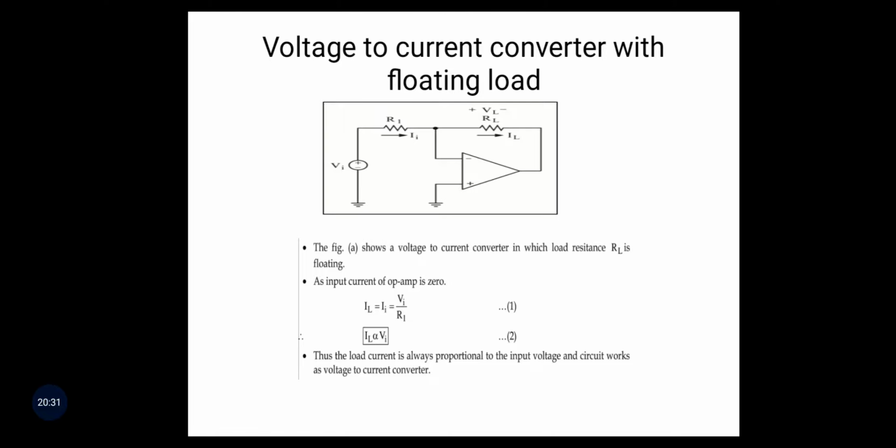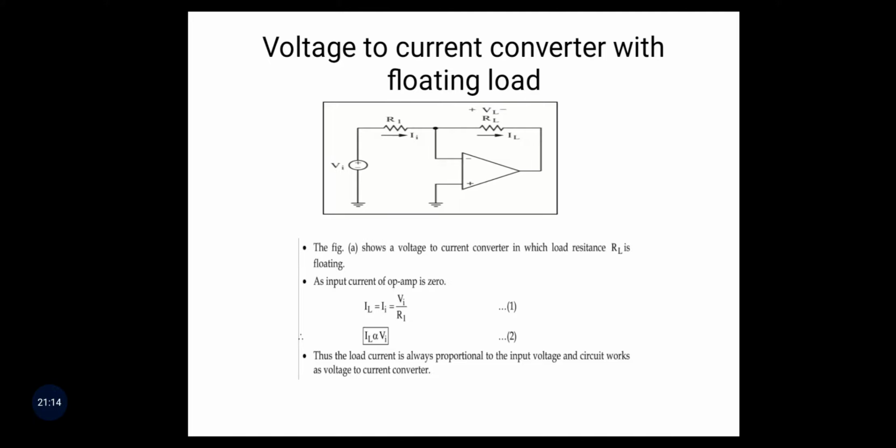We have discussed two types of voltage to current converters. One with floating load, and the next one with grounded load. First of all we discuss the voltage to current converter with a floating load.